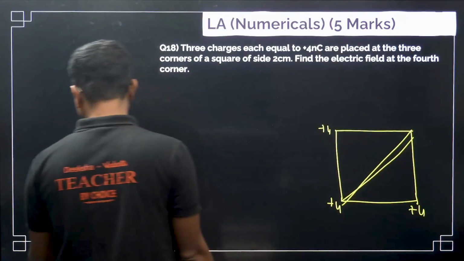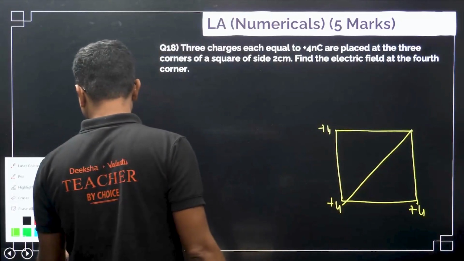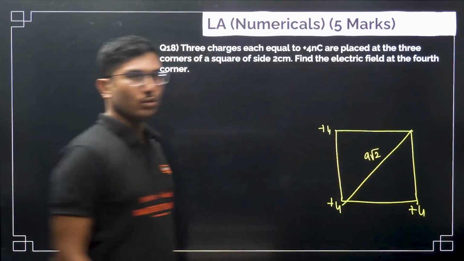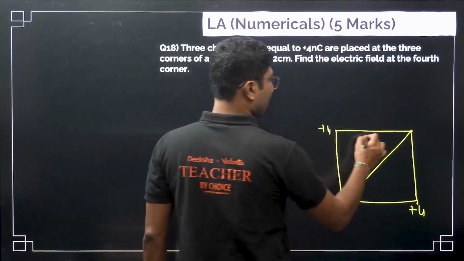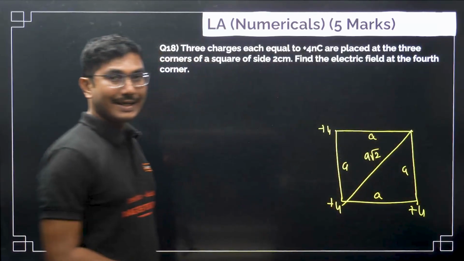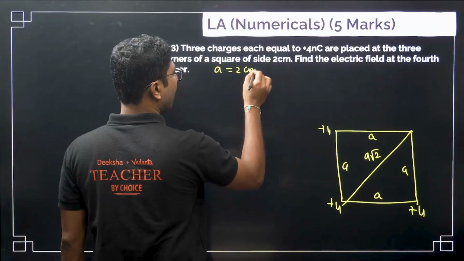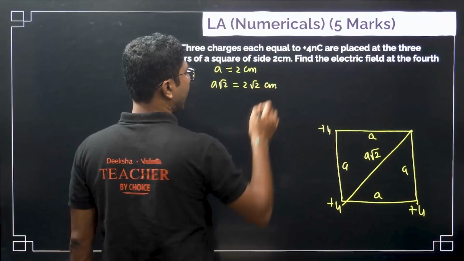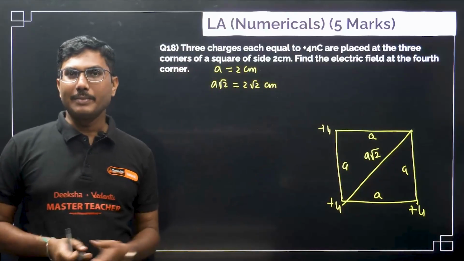If all the sides are A, then the diagonal is given by A root 2. If all sides are A for a square, then the diagonal is given by A root 2. Right? Now in this case A is given by 2 centimeter. So diagonal is 2 root 2 centimeter. Again to convert centimeter to meter, we will use our regular trick, multiply by 10 to the power of minus 2.